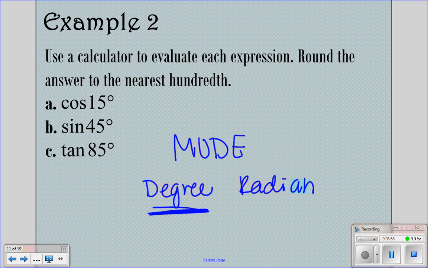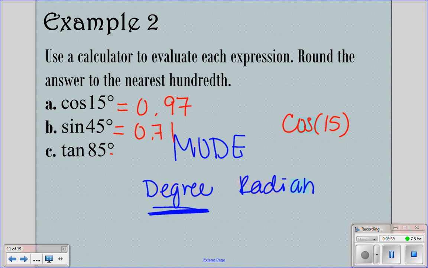Okay, so you are going to type in cosine 15 and then close parentheses. It'll give you that open parentheses whenever you do the cosine. So all you need to do is type 1, 5 and then close the parentheses. And your calculator, if you round to the nearest hundredth, should give you 0.97. So y'all check with your neighbor. If they did not get that, then help them. And then we'll try the next one. The sine of 45 is going to be 0.71.